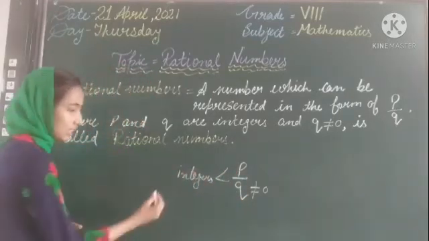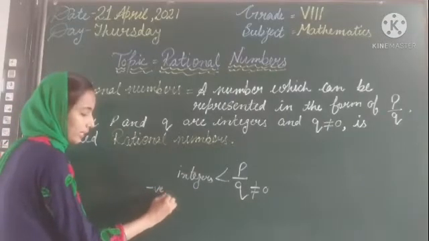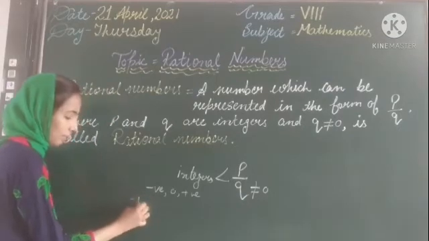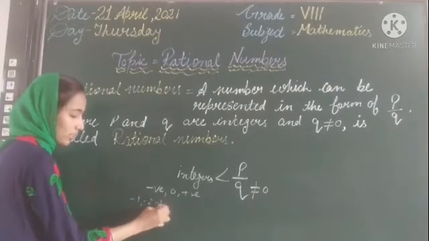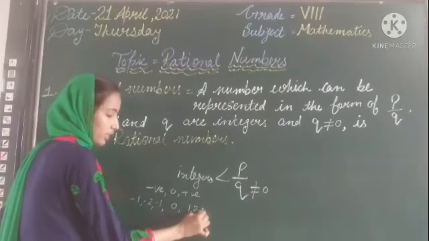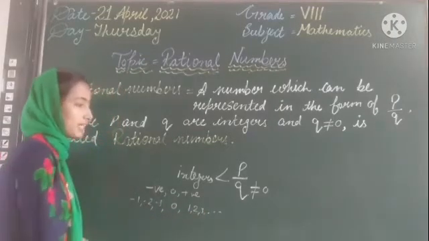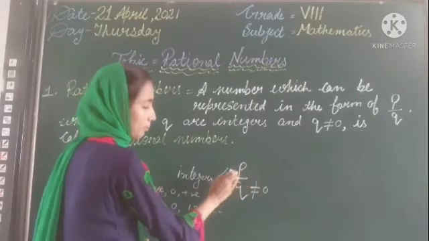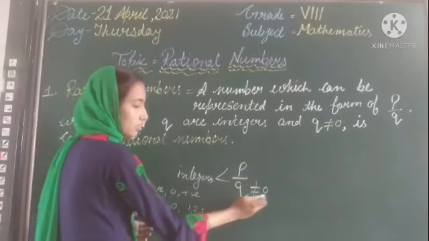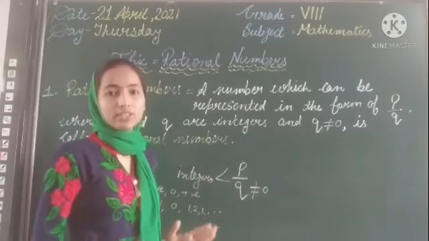Integers, what are the integers? The integers are the combination of negative numbers, 0 and positive numbers. Negative numbers, for example, minus 1, minus 2, minus 3. 0 is 0. Positive numbers are 1, 2, 3, and so on. It means that a number which can be represented as P over Q, where P and Q are integers and Q is not equal to 0, is called a rational number.